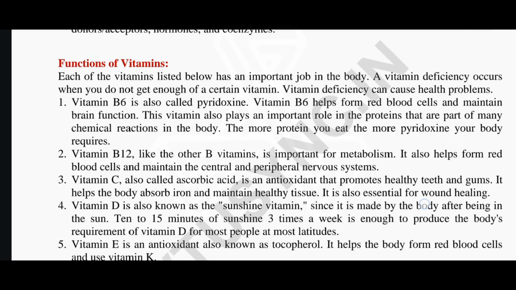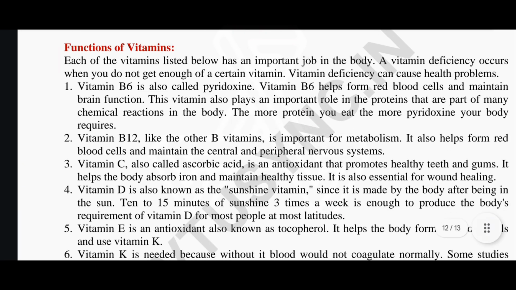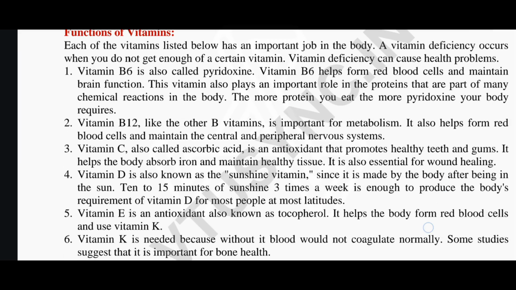B6 is called pyridoxine. B6 helps to form red blood cells and maintain brain function. This vitamin also plays an important role in the protein metabolism that are part of many chemical reactions in the body. The more protein you eat, the more pyridoxine your body requires. Vitamin B12, like other B vitamins, is important for metabolism. It also helps form red blood cells and maintain the central and peripheral nervous systems.